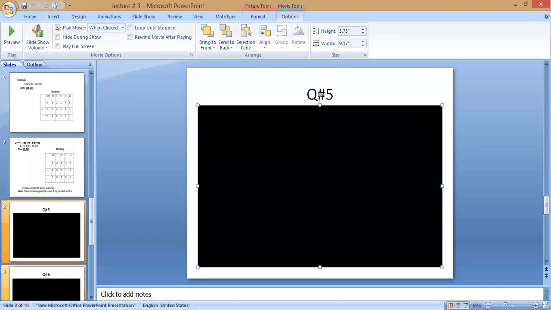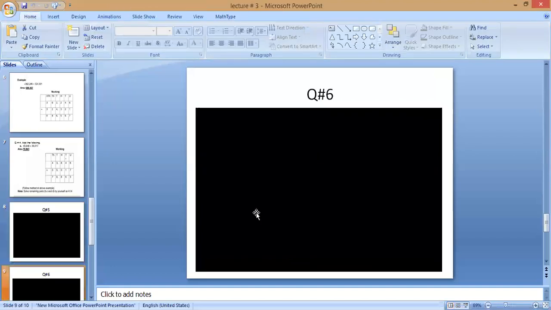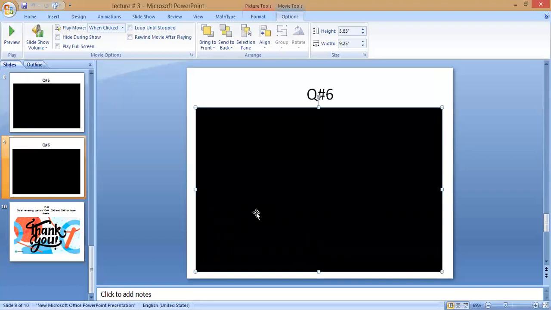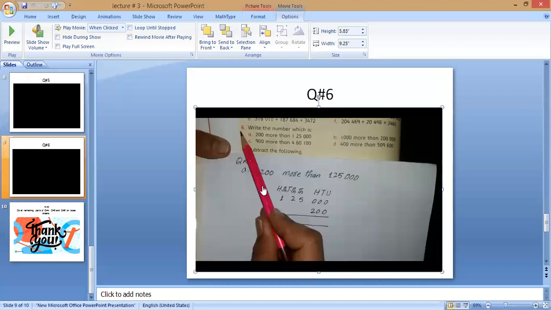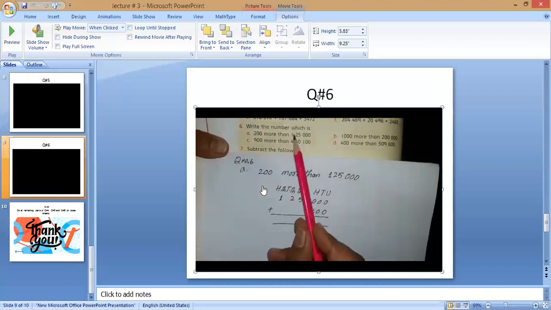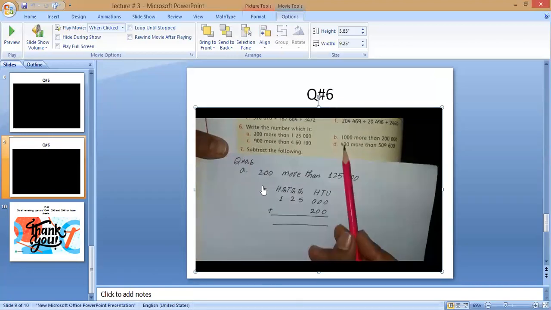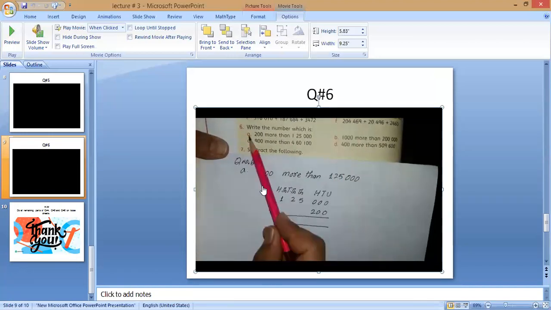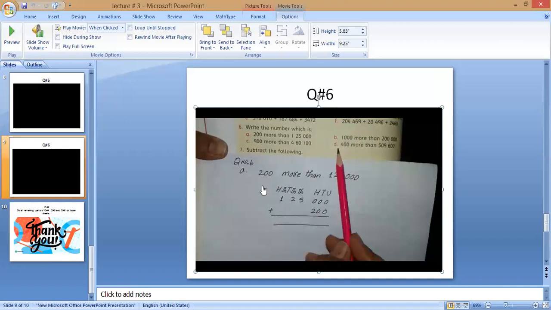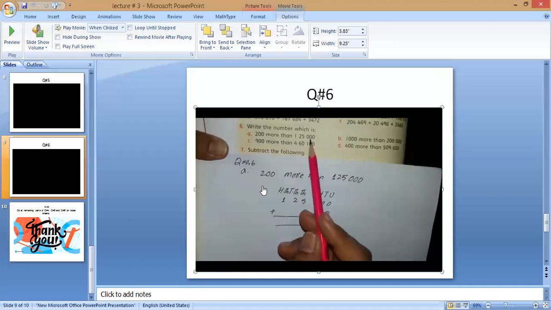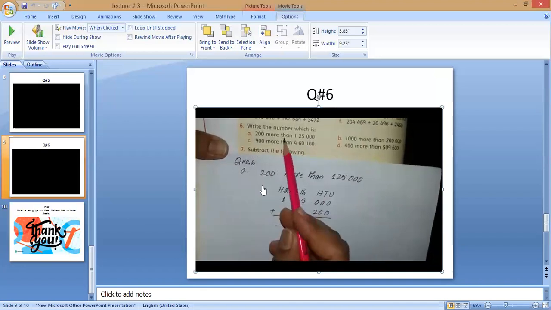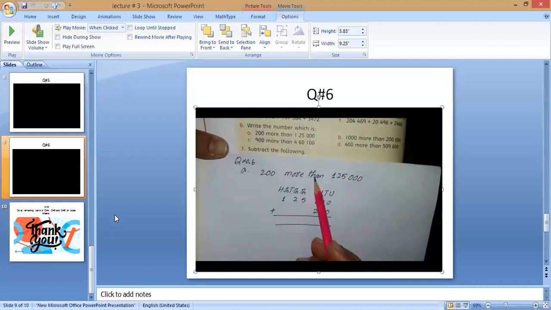Okay, students, now come to the next question, question number 6. In question number 6, write the number which is... You have 4 parts here. I will solve the first one and you will solve the remaining by yourself. The question is 200 more than 125,000. More than means you will add the numbers. More than is a key for addition. So you will put the addition sign here.